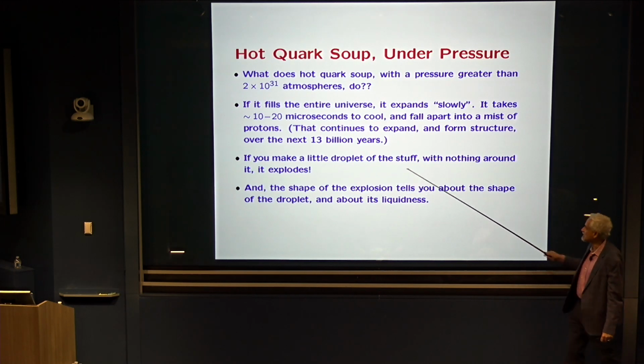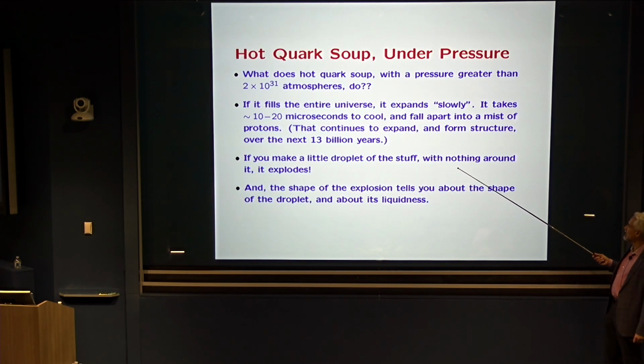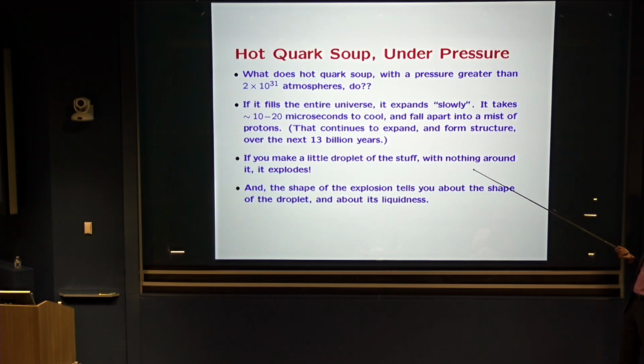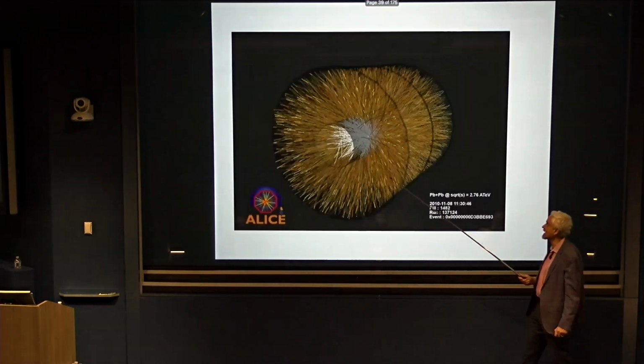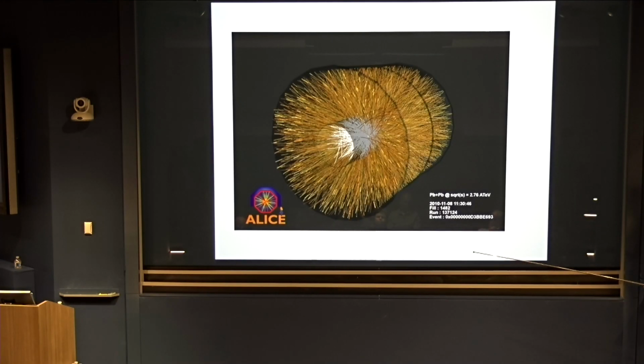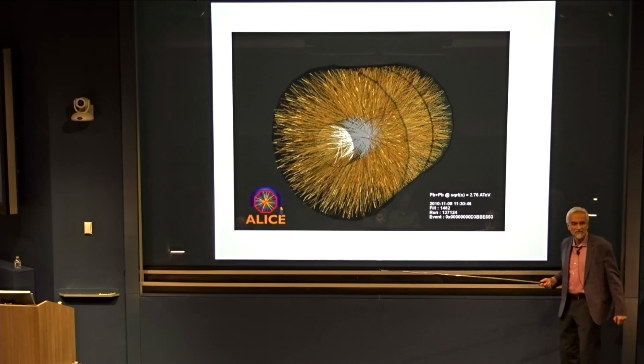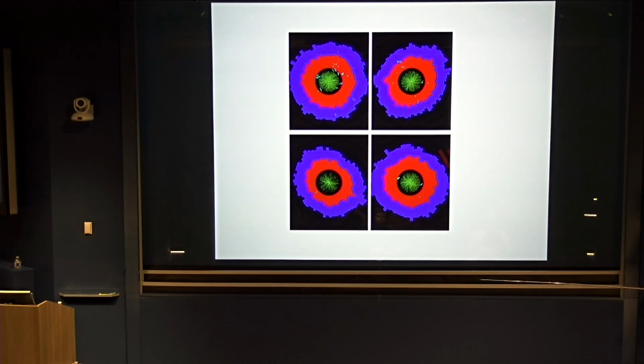If you make a little droplet of the stuff in the laboratory in Geneva or in Long Island with nothing around it, it explodes much more quickly, and the shape of the explosion tells you about its liquidness. And that's the great discovery that we made in the period from, let's say, 2000 to 2015 from studying explosions like this.